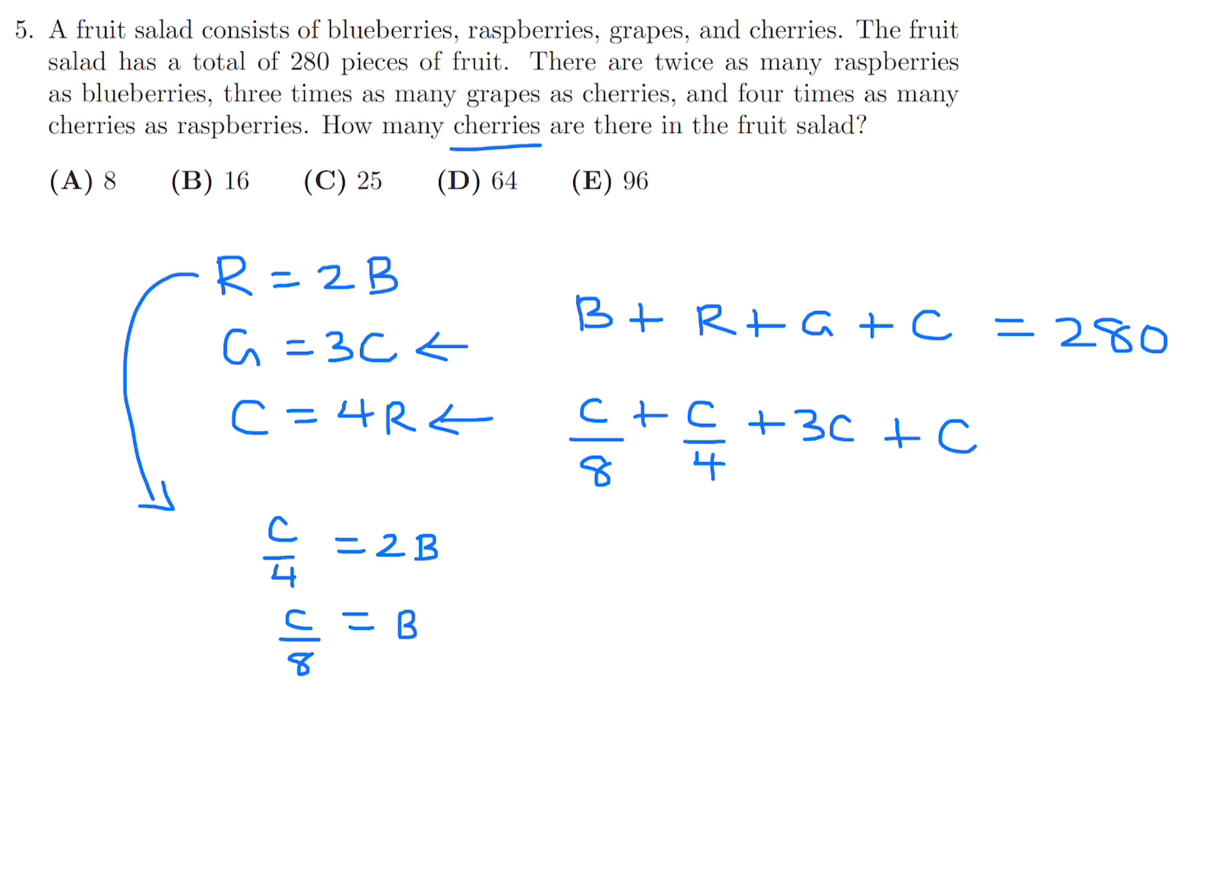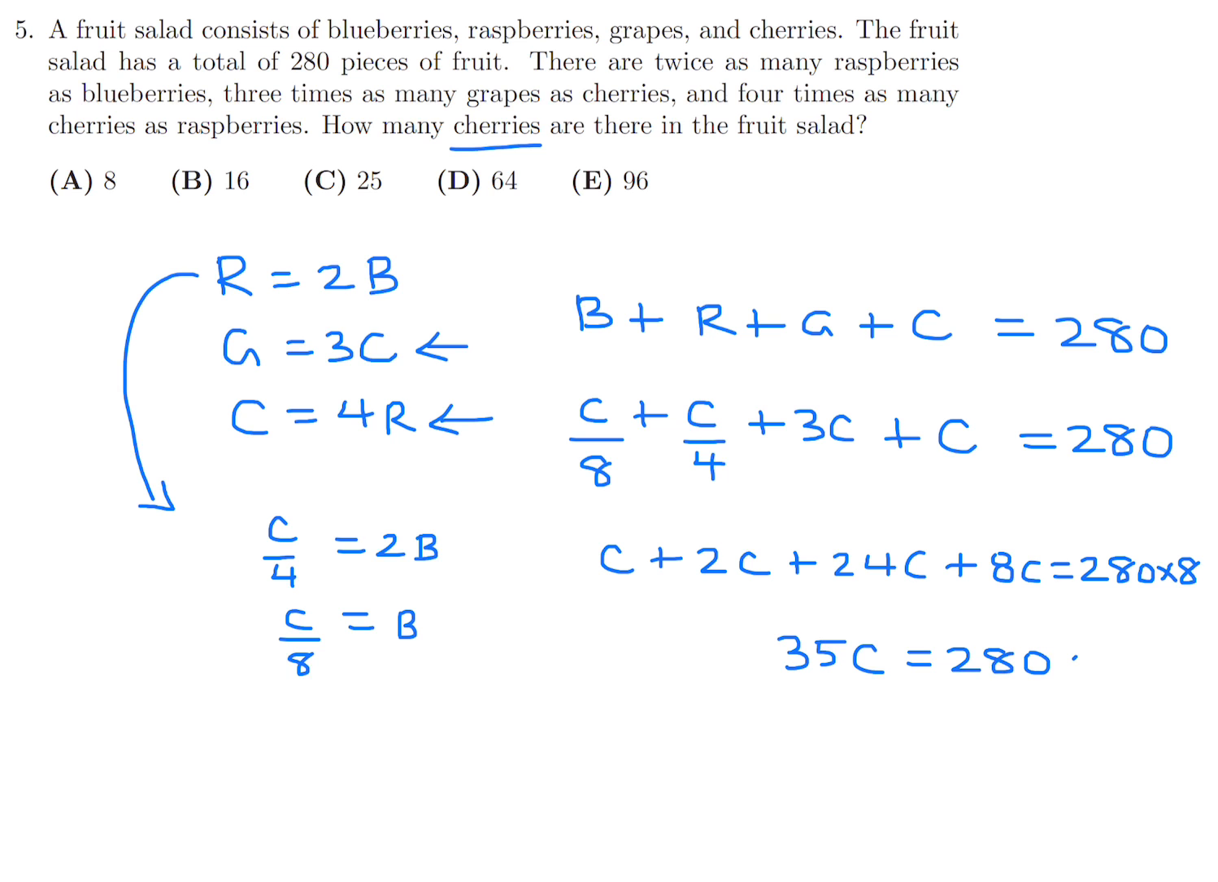And that's it. So it's a basic question adding fractions. Multiply through by 8, get rid of the fraction. You get C plus 2C plus 24C plus 8C, and 8 times 280 on this side. And this side becomes, let's see here, 10, 34, 35. C is equal to 280 times 8 over 35. 280 divided by 35 is 8, so 2 times 4 is 8. And therefore, C is equal to 64. 64 cherries. So number 5, the answer is D.